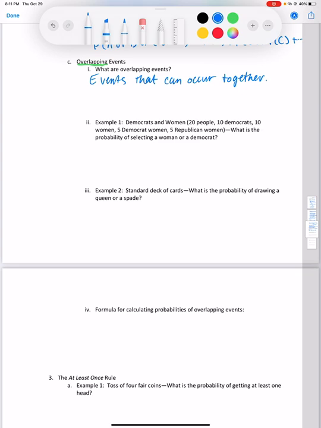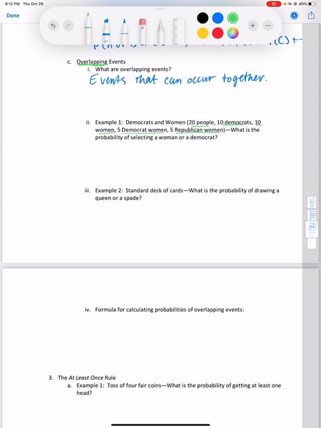So in our first example, we have a room where Democrat women and men and Republican women and men are debating. We're going to take a look at the focus on the group of Democrats and women. There's 20 people in the room. 10 are Democrats, 10 are Republican, 10 are men, 10 are women. 5 of them are Democrat women and 5 are Republican women.